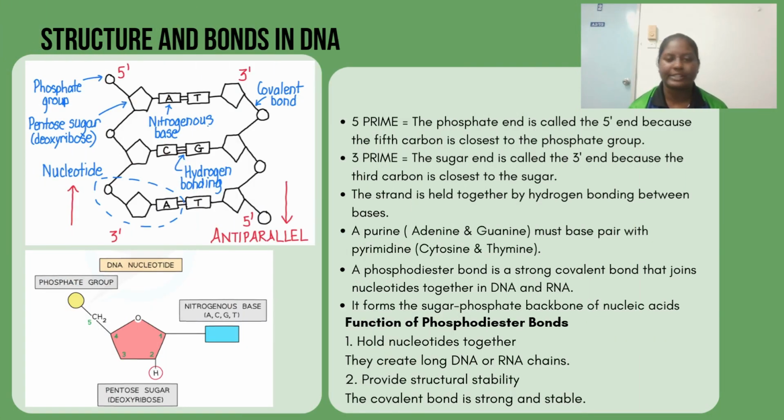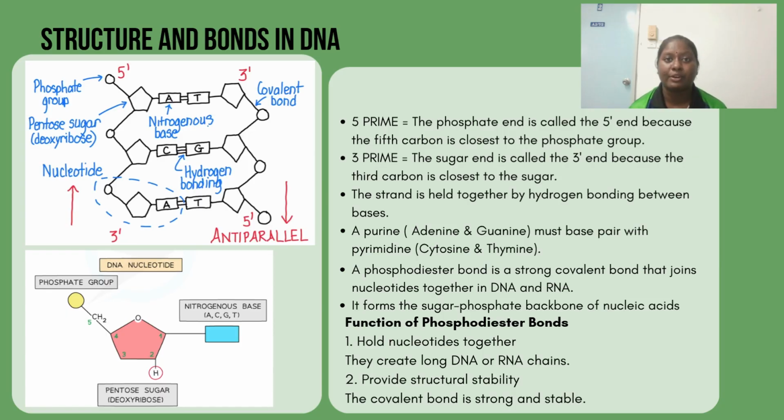Now, we will look into the structure and bonds in DNA. The phosphate end is called the 5' end because the fifth carbon is closest to the phosphate group, whereas the sugar end is called the 3' end because the third carbon is closest to the sugar. The strand is held together by hydrogen bonding between the bases. A purine, adenine and guanine, must base pair with a pyrimidine, cytosine and thymine.